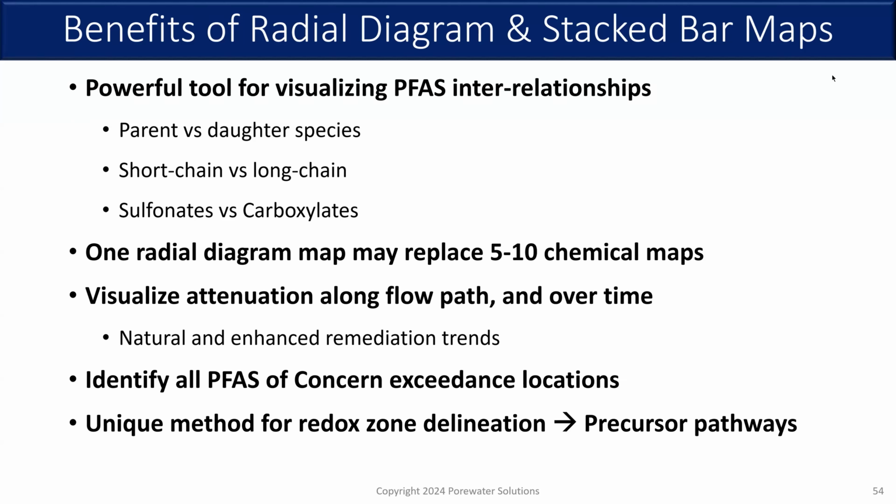These radial diagrams can help you actually visualize attenuation along a flow path for a number of species. At the same time, we can look at a number of PFAS of concern and where they exceed. And as we showed, we can look at redox zone delineation as well. So I'm going to stop there and I'll just walk through a quick demonstration of the software to show you how it's set up, how we go through this process, and then we'll take questions after that.